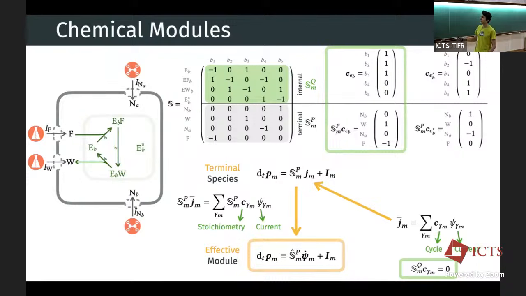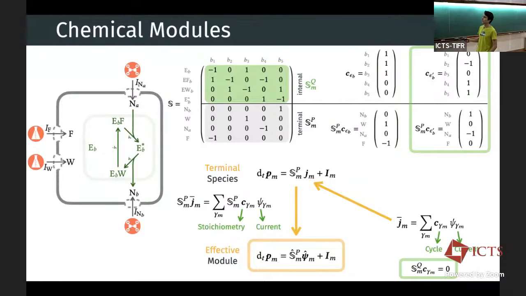So this is the first cycle. In this sequence of reactions, you start from here, you go here, and you go back. So the abundance of the internal species doesn't change. But the net effect is that we take 1 F, we follow the cycle, and we get out 1 W. So the net effect is a reaction interconverting 1 F into 1 W. The other cycle is this one. You start from here, you go here, here, and here. So the abundance of the internal species doesn't change, but we take in 1 Na and we get out 1 Nb. So -1 for Na, +1 for Nb.